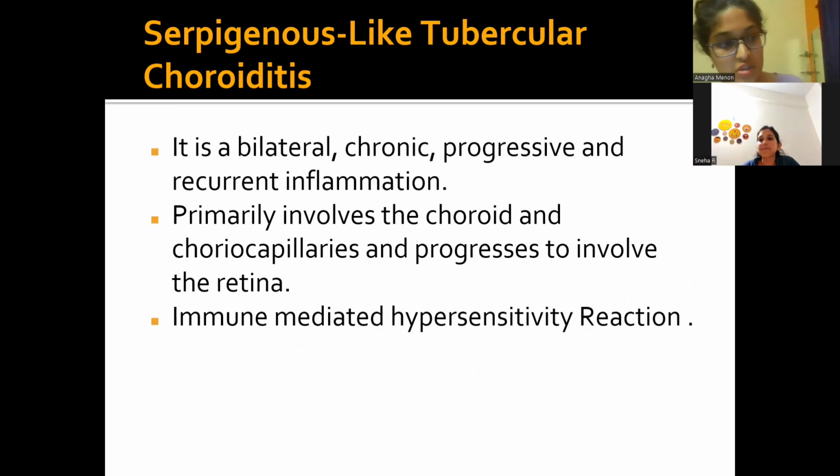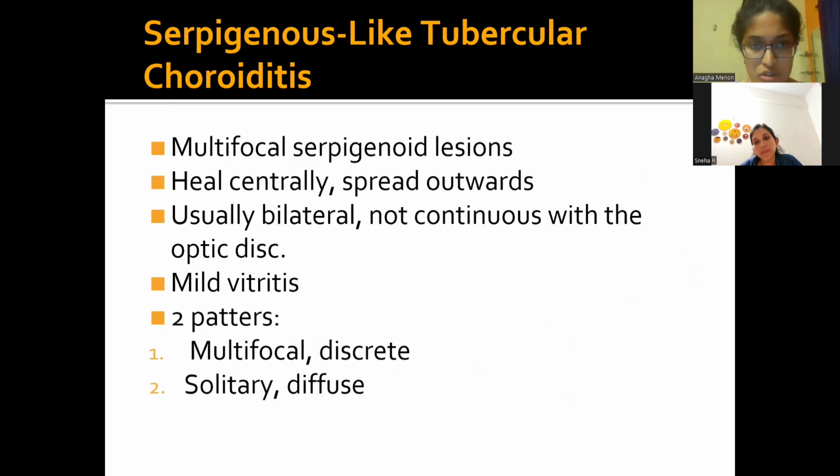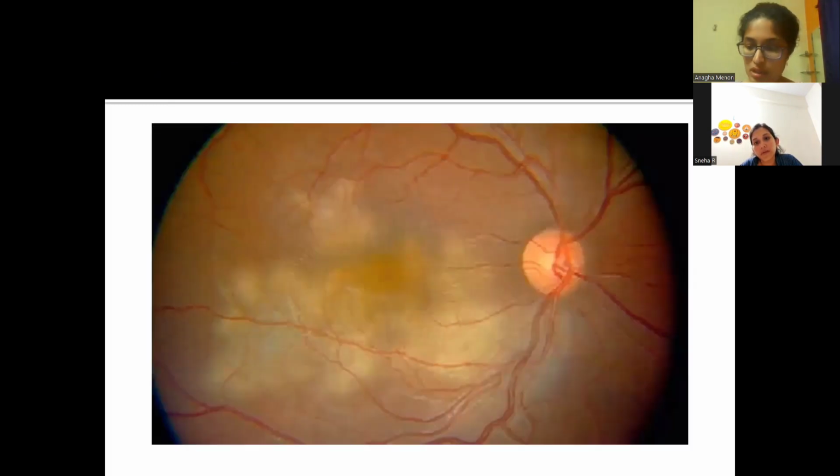So serpiginous means what? Shape like a snake. So it's a snaky pattern that you see in the choroid. So I'll just show you the picture, just short of time. So here, you can see the snake-like patterns in the choroid. Okay, so this is choroiditis.